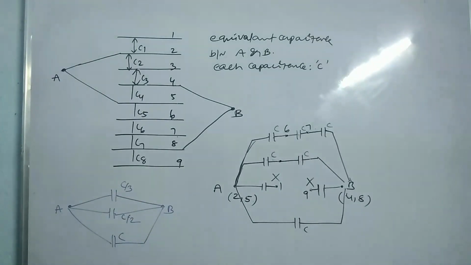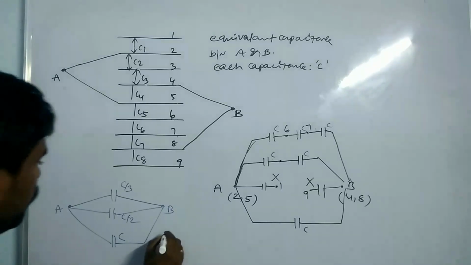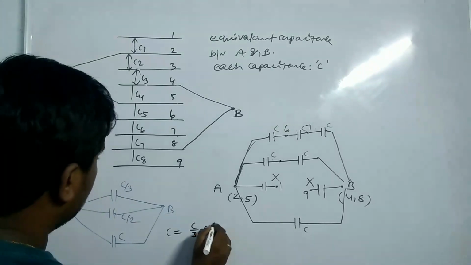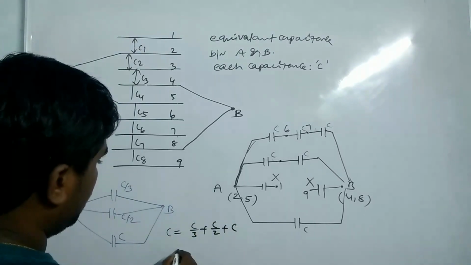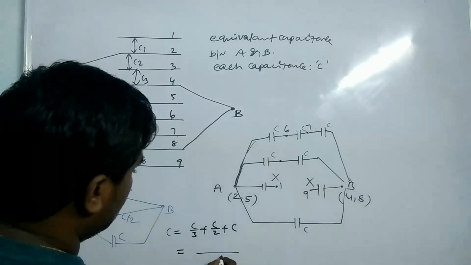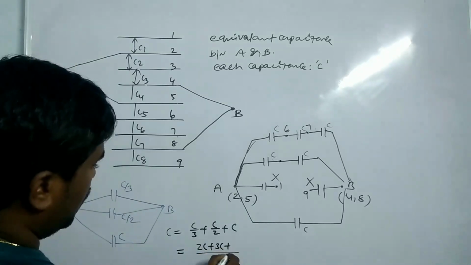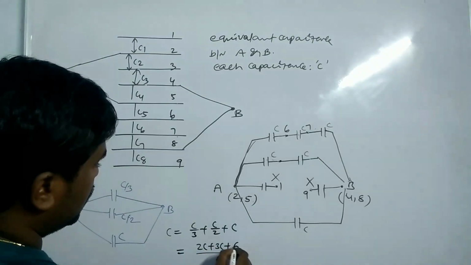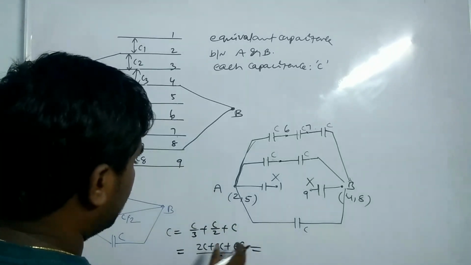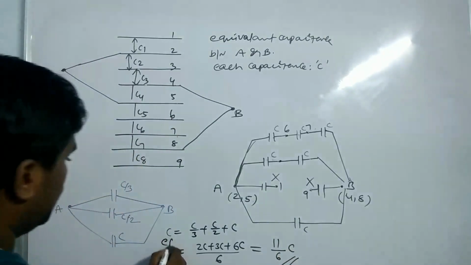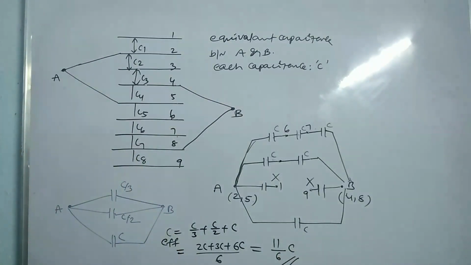The effective capacitance in parallel combination is C equal to C1 plus C2 plus C3, that is C by 3 plus C by 2 plus C. 6 is the LCM here. So 2C plus 3C plus 6C, which is 5C plus 6C, 11 by 6 C. So this is the effective capacitance, 11 by 6 C. Clear? This is the method you have to follow.